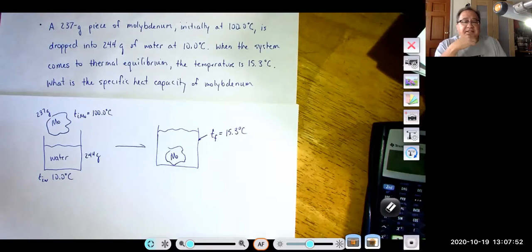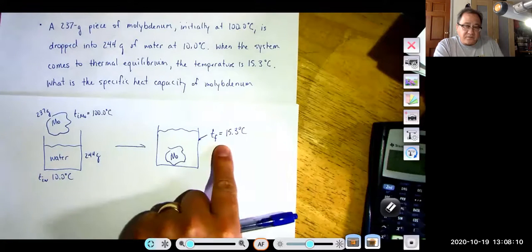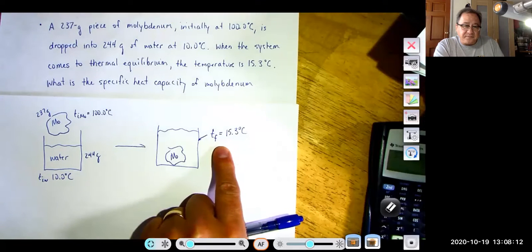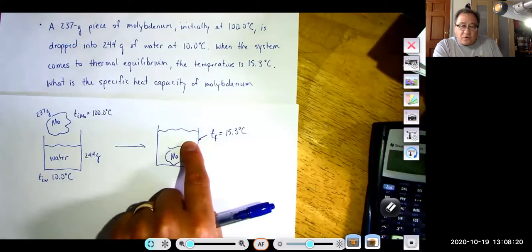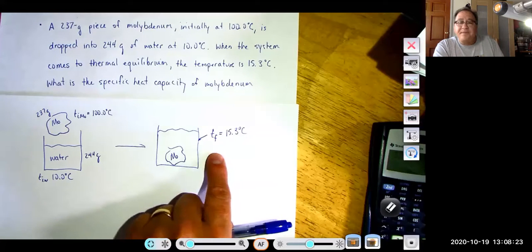What do you think? If you think it's the molybdenum, say yes. If you think it's the water, say no. If you think it's both, pick go slower. So yes is molybdenum, no is water, both is go slower. So the question is, is this the final temp of the molybdenum, the water, or both?